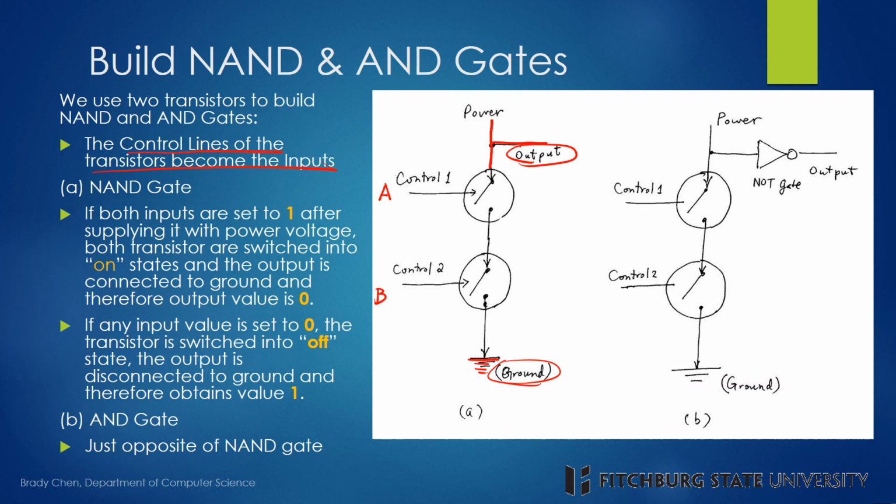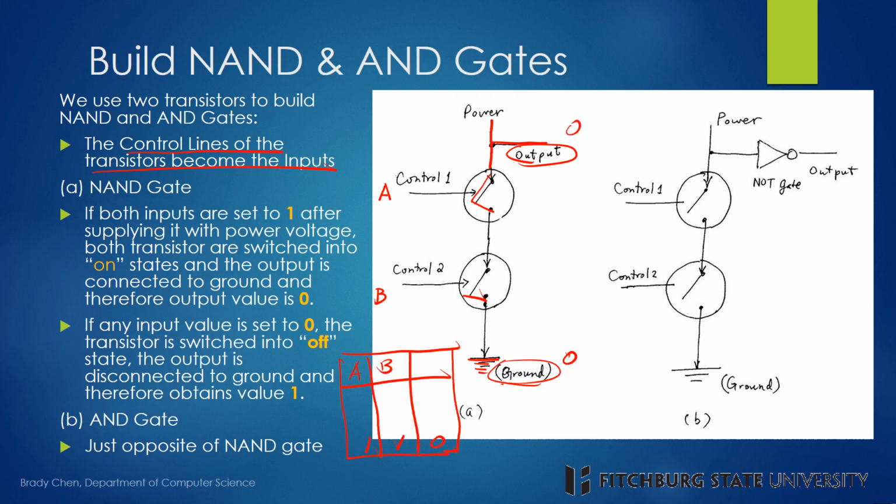If we set both the input line A and the input line B to 1, both transistors are switched to the on position, so they're connected. That means the power line will be directly connected to the ground, so any electricity will be drained to the ground. So the output will be 0.